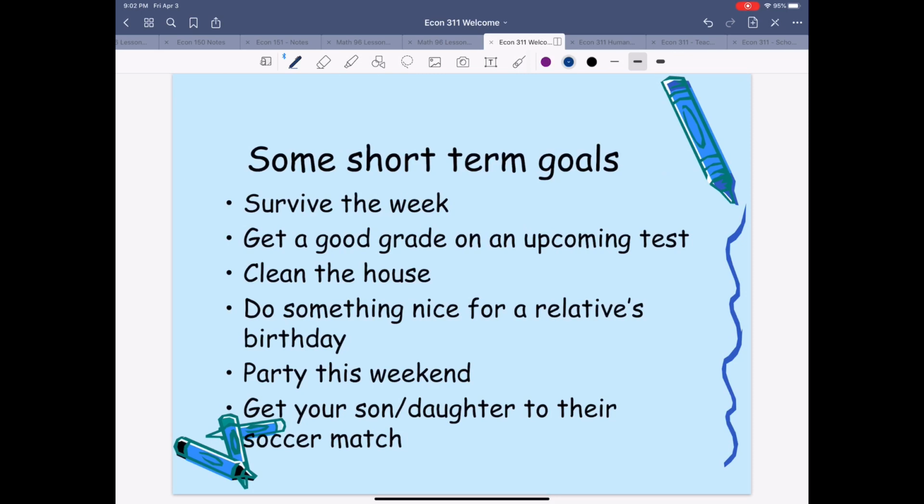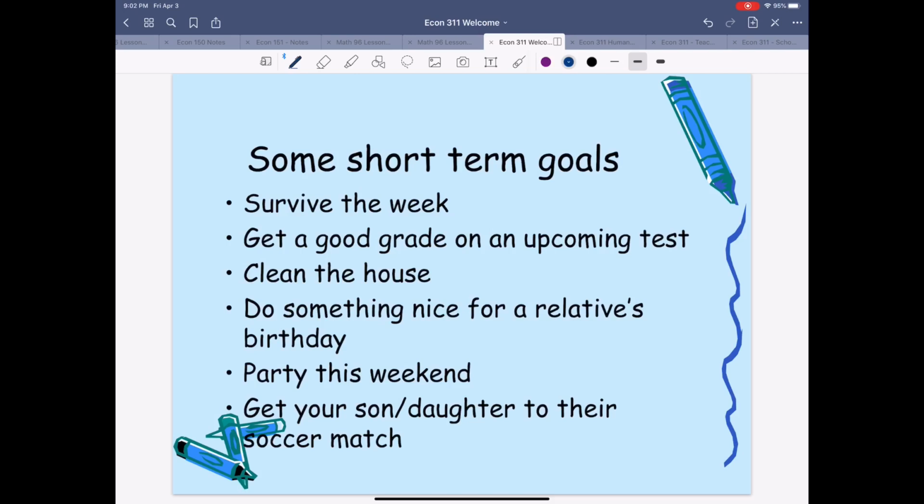Some short-term goals that we can talk about with our students are things that we might set for ourselves as short-term goals. Sometimes we say, get through the week, right? Or get a good grade on a test, or clean the house. These are often adult goals, really. Do something nice for someone's birthday, or go to a party. Well, that won't be happening right now, will it? Or get your son or daughter to their soccer match. So these are all short-term goals that we see for ourselves.